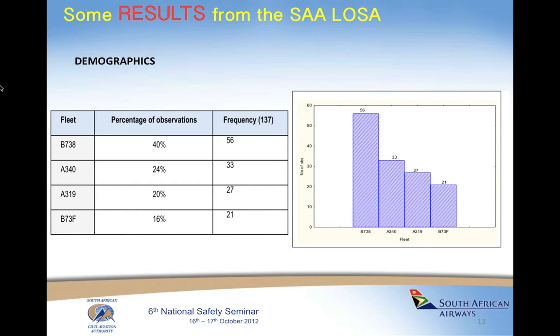Next, I want to briefly discuss some results from the SAA project, which you may find of interest. A total of 137 sectors was observed during the LOSA period, and the table describes the distribution of observations per fleet, with 77 observations taking place in our Boeing fleet and 60 on our Airbus fleet. Additionally, the sample consisted of 274 crews.